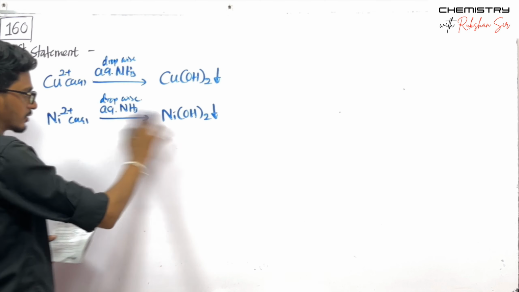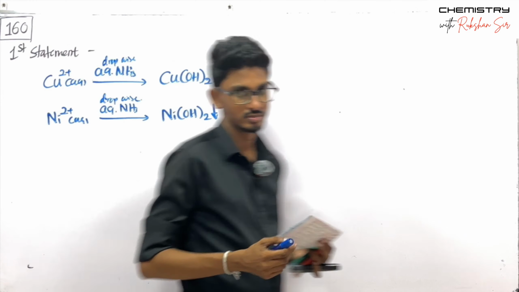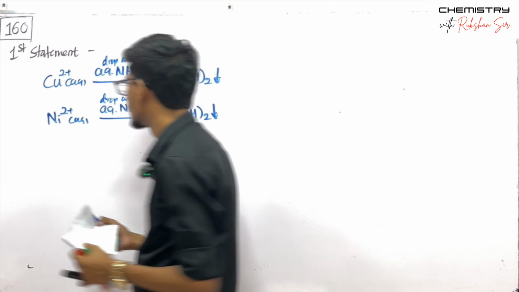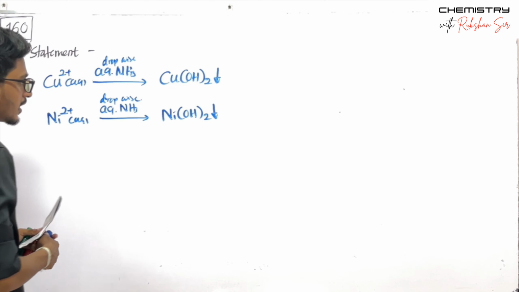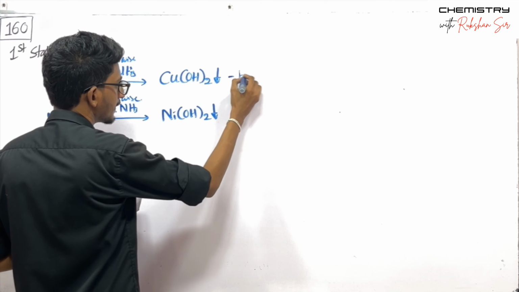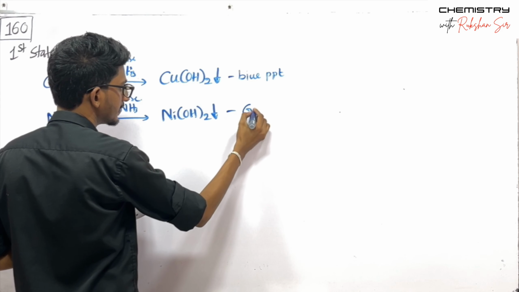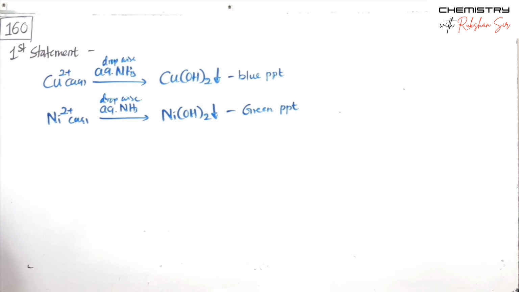If you are adding some excess of ammonia, it becomes a bit hard, right? Both are coming up with some blue colored stuff. But anyway, with the use of dropwise ammonia, definitely you can identify. This is a blue precipitate, while this is a green precipitate. So the statement is true. They are saying it could be identified using the solution of ammonia. Yes, it is true.